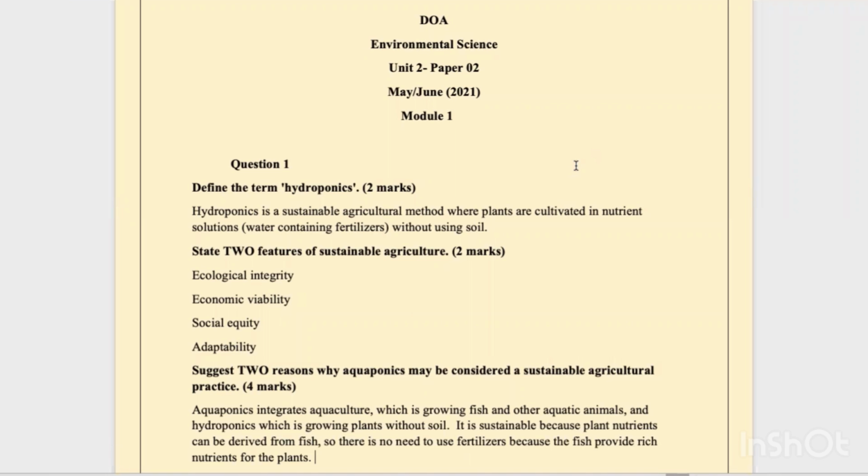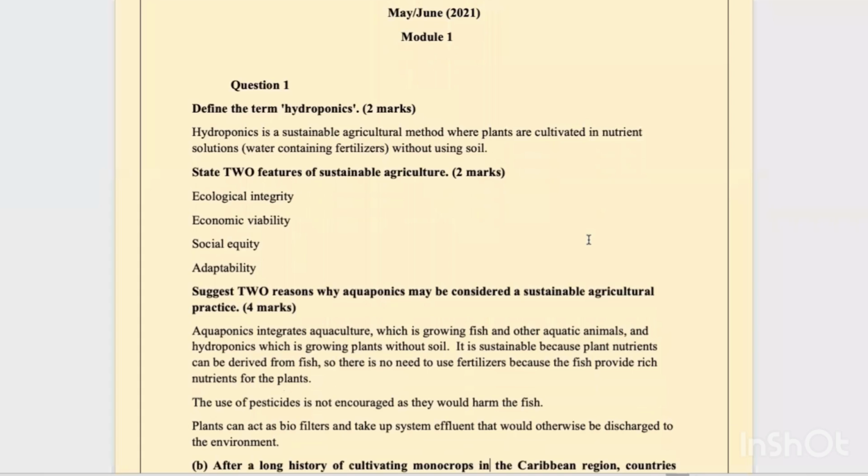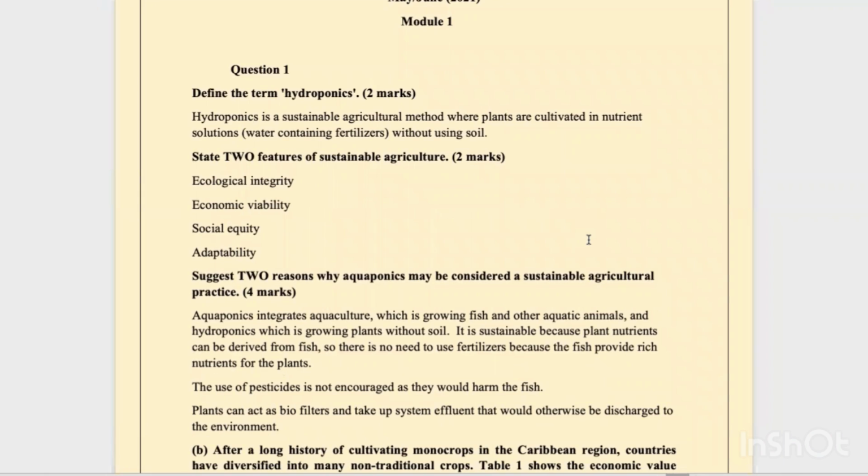Hydroponics is one of the several sustainable agricultural methods that we spoke about in class. In fact, it is a method where plants are cultivated in nutrient solutions without using soil. Next part, state 2 features of sustainable agriculture. There were 4 features that we spoke about in class. So any one of these 2 will work: ecological integrity, economic viability, social equity, and adaptability.